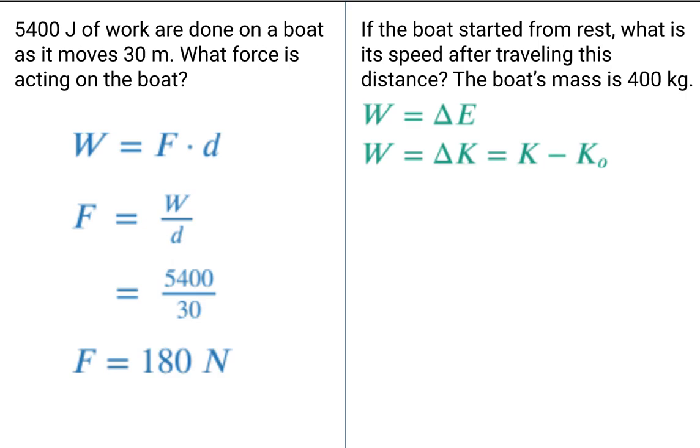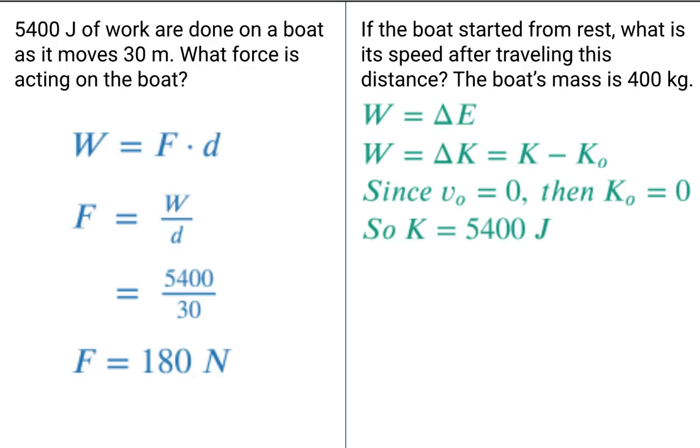In this case, because the boat starts from rest, that initial kinetic energy is actually 0. So basically, the amount of work we were given in the beginning of the problem, 5,400 joules, is the final value of kinetic energy. So now we should be able to determine the speed.